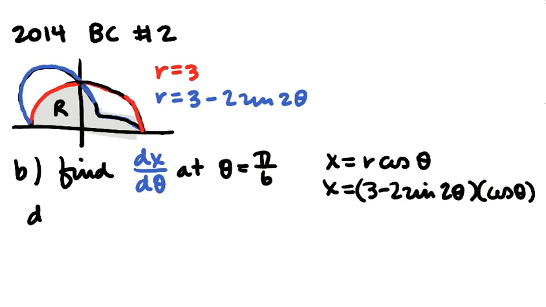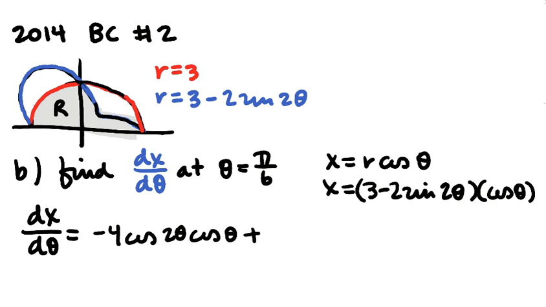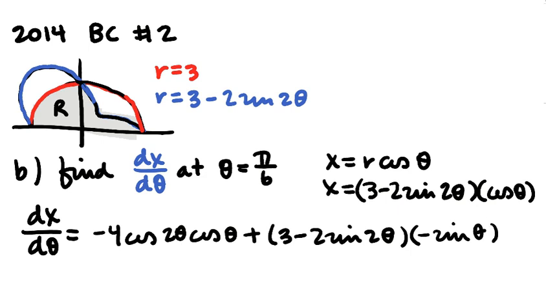All right, dx d theta. I'm going to take the derivative of that expression, so I'll take the derivative of the one on the left first, so that'll be negative 4 cosine of 2 theta, multiplied by cosine theta, plus, leave this thing the same, 3 minus 2 sine 2 theta, and multiply by the derivative of cosine, which is negative sine.